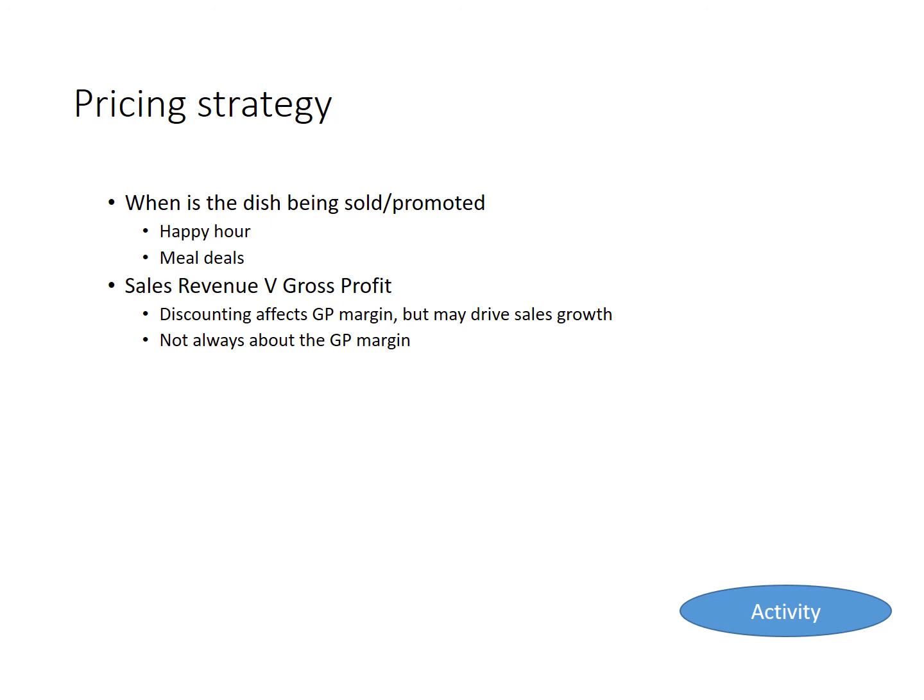You also need to think about your sales revenue versus your gross profit. Discounting affects your gross profit margins, but may drive sales growth. So even though you're discounting, you could actually get more sales. Therefore, you're reducing your gross profit percentage, but it could lead to higher gross profit in total. It's not always about the gross profit percentage margin.